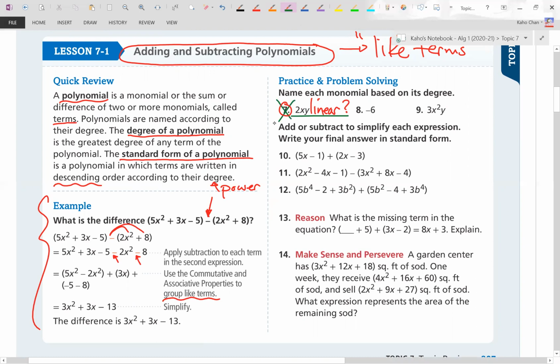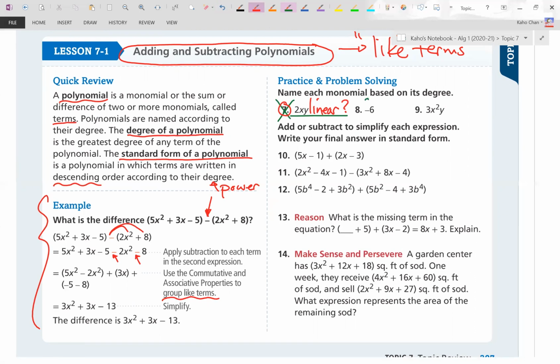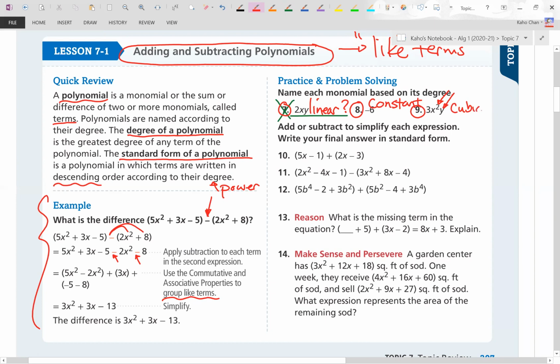Number 8, though, is a number by itself without any variables. This is called a constant, so that's okay. Number 9, they went ahead and added up all the powers here. We have a 2 and a 1 for a y variable. That's power 3. A monomial with a power 3 is called a cubic function.